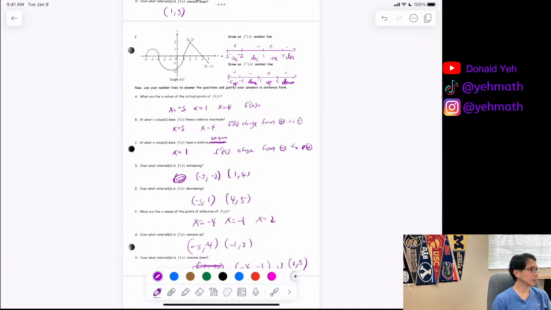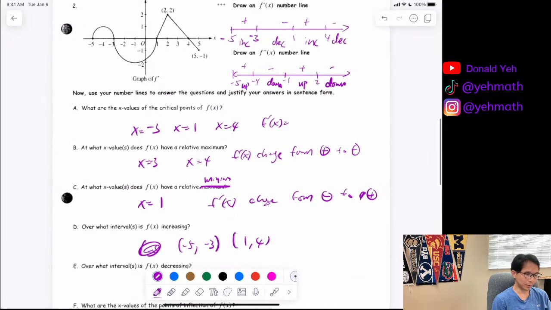For f double prime, what are you looking for to find it? That's not a critical number. That's a possible inflection point. When they equal 0 is when the slope is equal to 0. So in this case at -4 and -1 and at 2, they have changing sign.